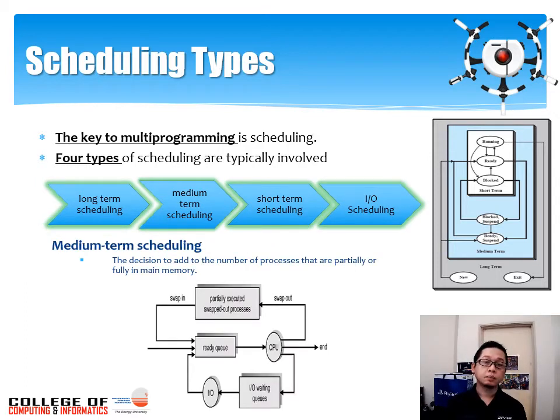Next is medium-term scheduling. Remember that we have the states such as blocked and running, or suspended and running. The decision on whether a process needs to be suspended or run again, or blocked and run again, is the decision of the medium-term scheduling. It decides whether a process can stay inside the memory or needs to be swapped out into the secondary memory.